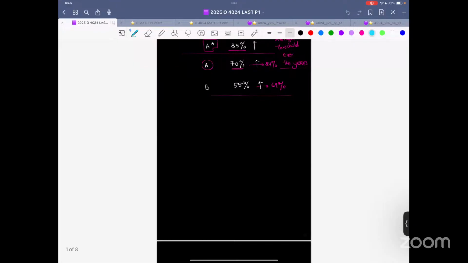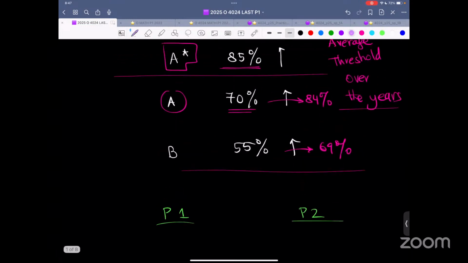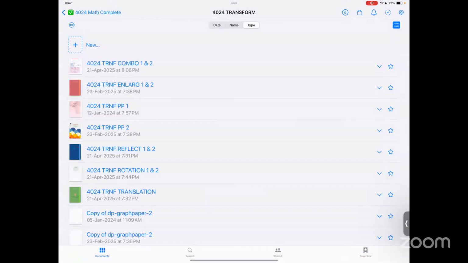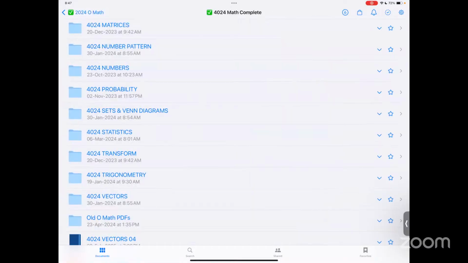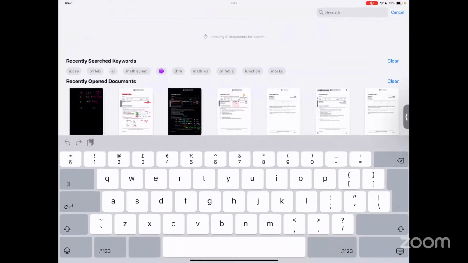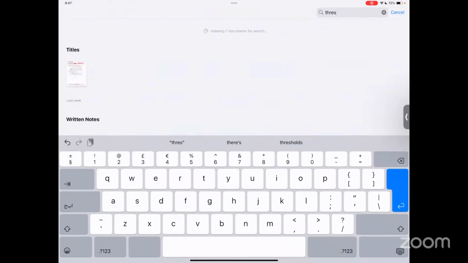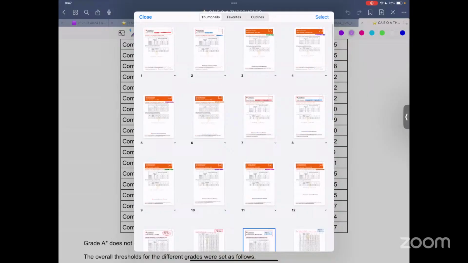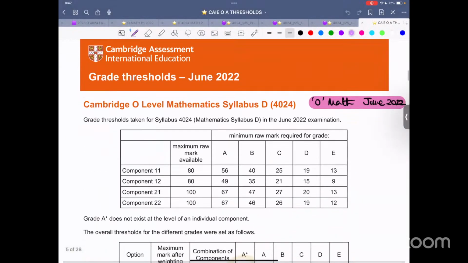Now, someone asked this thing, what about individual components? It's more or less the same. Usually, paper 1 is a bit higher as compared to paper 2, but it's variable. So usually for paper 1, I think there is a threshold document that I have. Let me just search it out for you. I think I shared that earlier. Threshold, I think that is what I've labeled it. Yes, there it is. So threshold document for O levels.